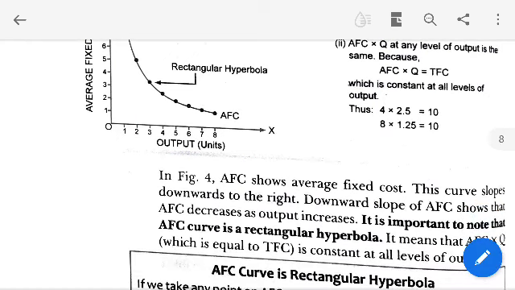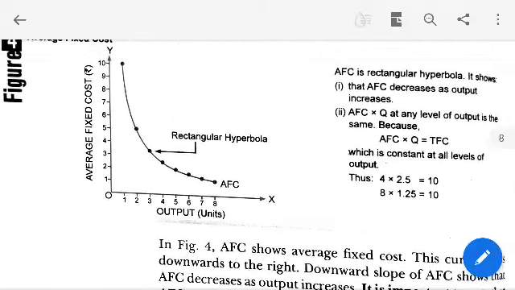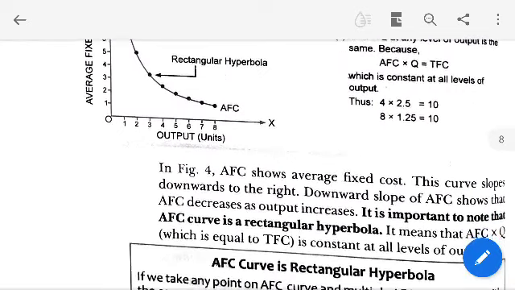In figure 4, AFC shows average fixed cost. This curve slopes downwards to the right. You can see that this curve slopes downwards from left to right. Downward slope of average fixed cost shows that average fixed cost decreases as output increases. Downward slope जो है AFC curve का, it shows that average fixed cost continuously decreases as output increases.